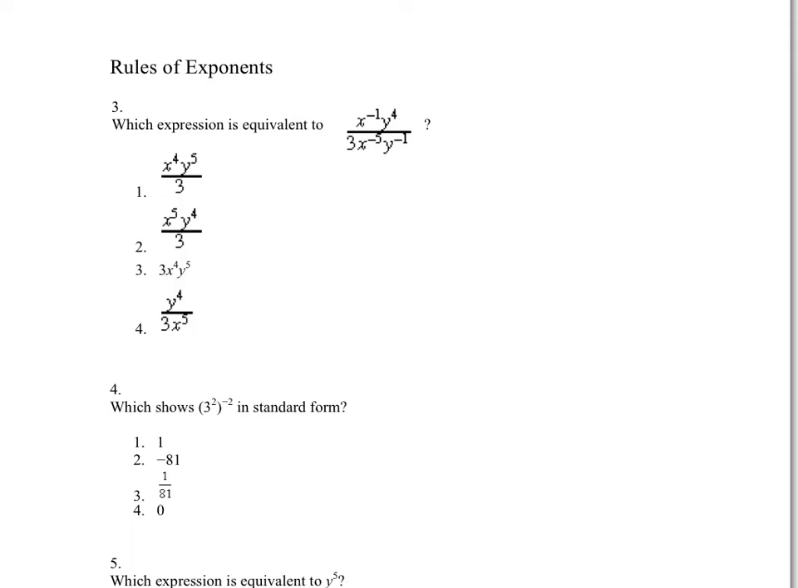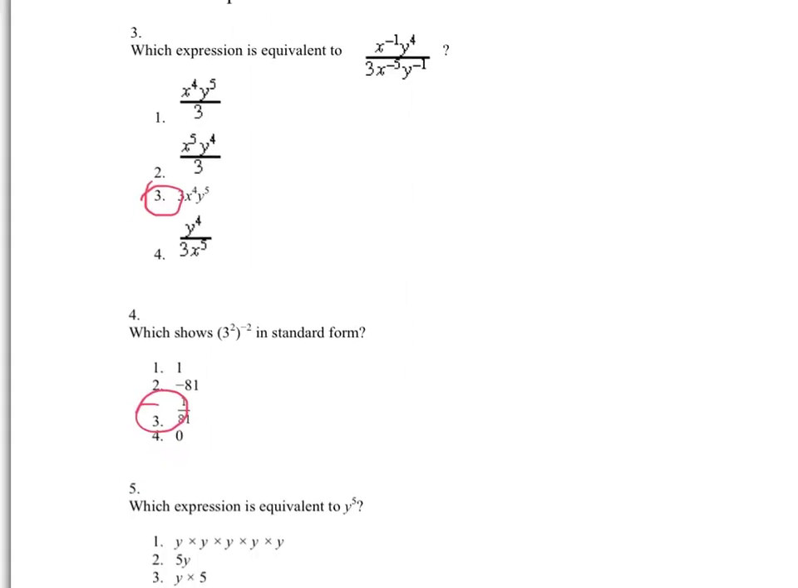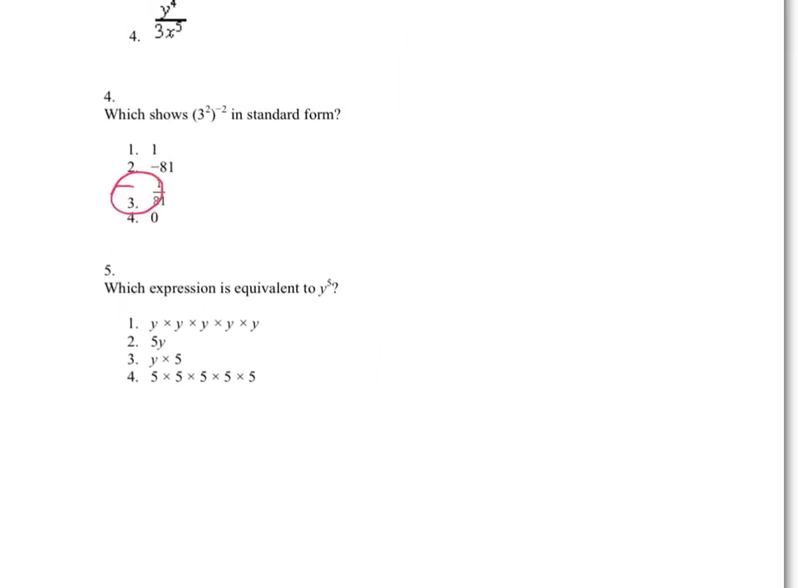For number 3, rules of exponents, which expression is equivalent to that division problem right there? The answer to that is 3, 3x to the 4th times y to the 5th. And number 4, which shows 3 to the 2nd to the negative second power in standard form? That is also number 3, 1 over 81. Scroll down to 5, which expression is equivalent to y to the 5th? That is number 1, y times y times y times y times y.